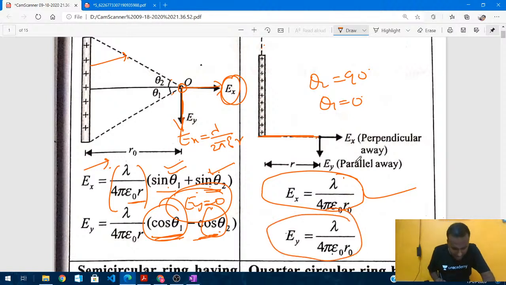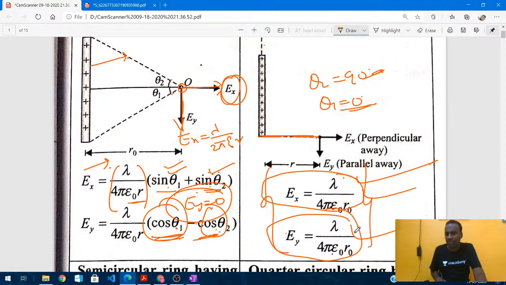Somebody is asking me which formula, students: the previous one or this one, lambda by 4 pi epsilon naught r. Why? Because cos 90 is 0, cos 0 is 1. So theta 1 is equal to 0, theta 2 is equal to 90. If I substitute, we get lambda by 4 pi epsilon r along the x-axis plus the y-axis.